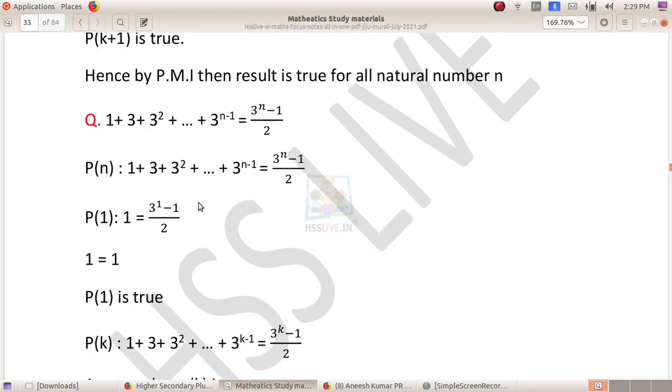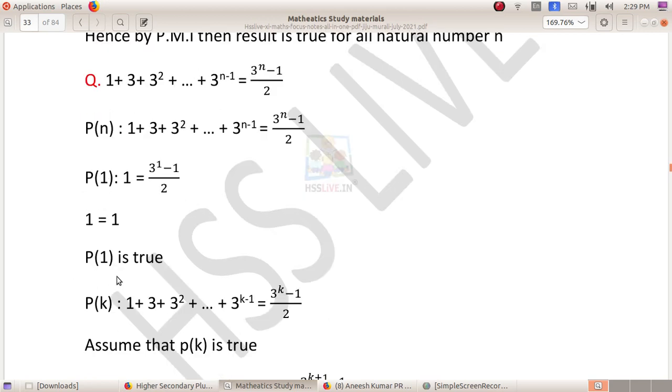Then substitute n equal to 2. That is not discussed here, but we can take that. P(2) is what? The first two terms, 1 plus 3, is 4. You will get 4. Then here, (3 square minus 1) by 2. 3 square means 9. 9 minus 1 is 8. 8 by 2 is 4. So this is true for n equal to 2.